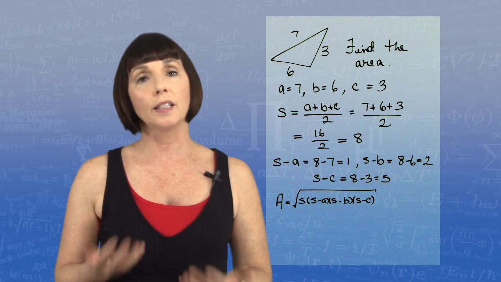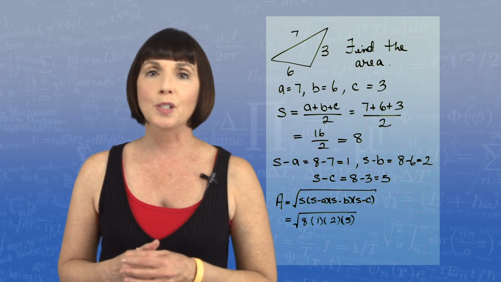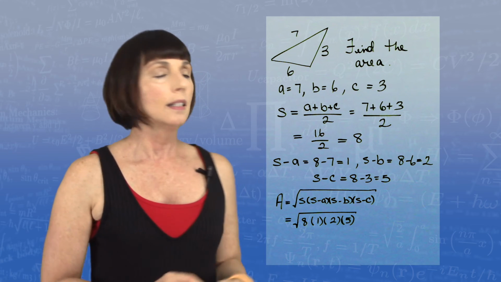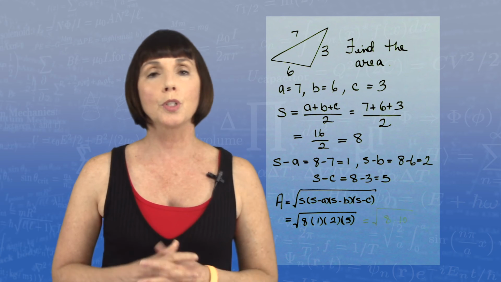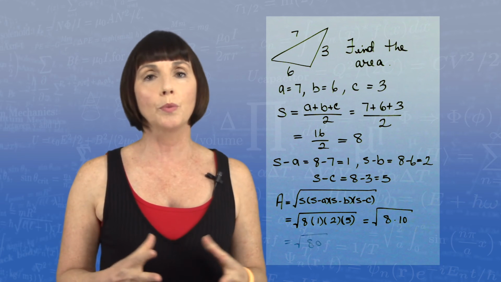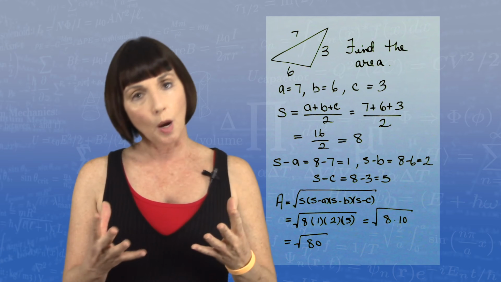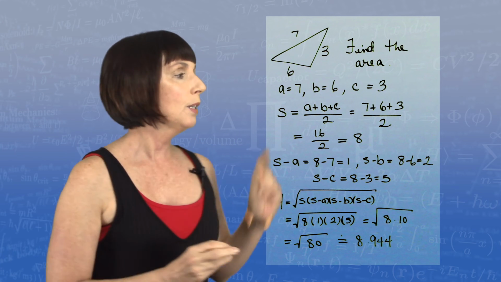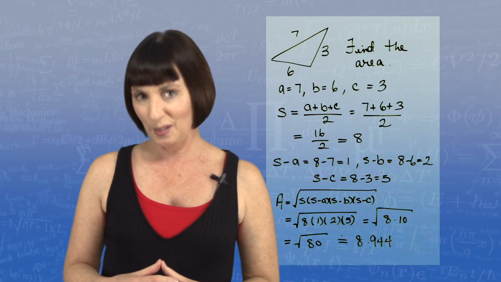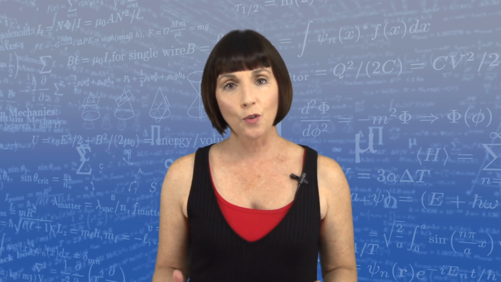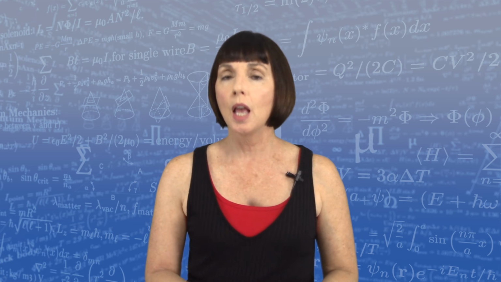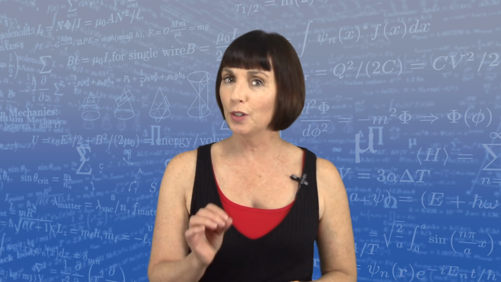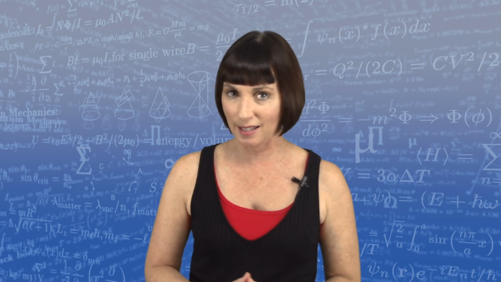So now we just plug in our values, and we get the square root of 8 times 1 times 2 times 5, which is equal to the square root of 8 times 10, or the square root of 80, which approximates to 8.944 square units. Heron's formula is really useful and actually very simple to use. Just be sure to step through your calculations so you don't make a mistake.